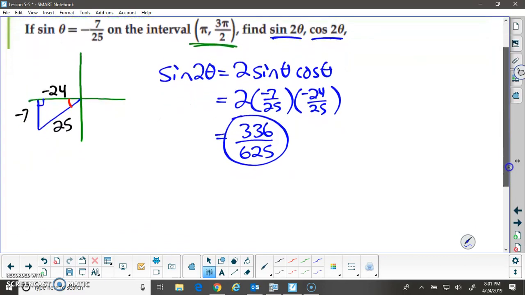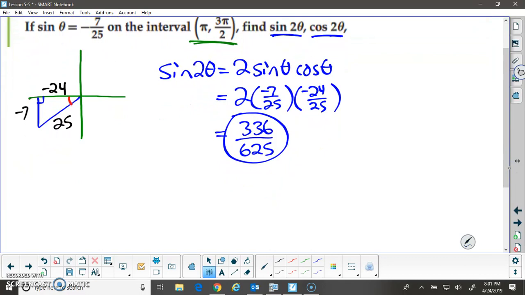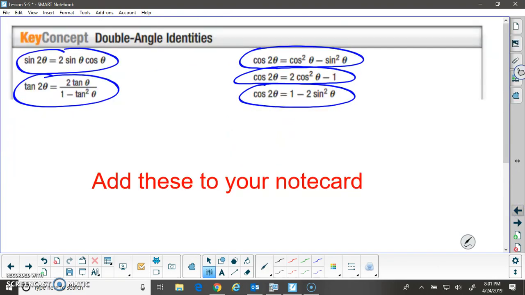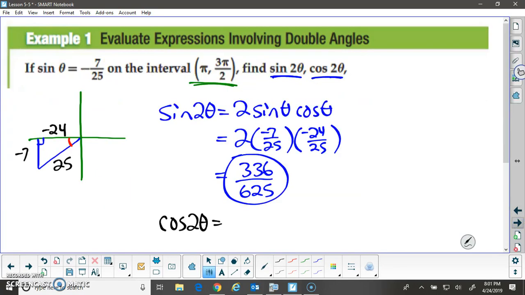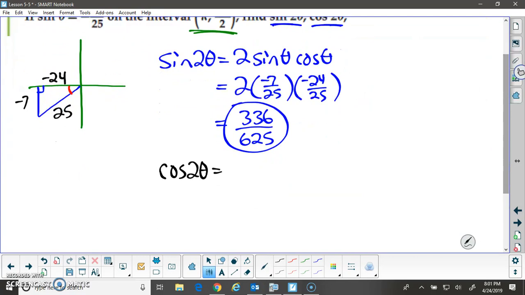Now we're going to go on to find the cosine of 2 theta. And we've got 3 separate formulas that we could choose from. It really doesn't matter which one of these 3 right here that we use. I'm going to happen to choose the bottom one. And the reason I'm choosing the bottom one is because then all I have to do is plug in the given information. The given information was sine of theta.